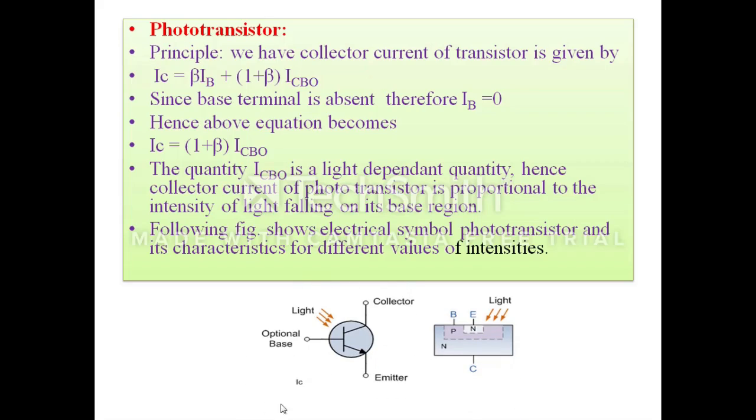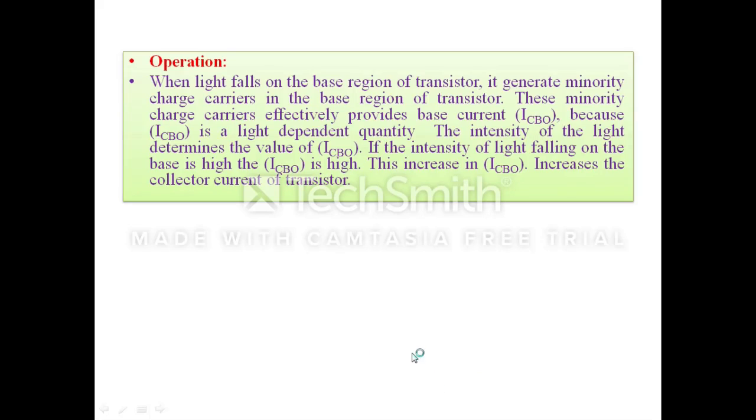The following figure shows the electrical symbol of the phototransistor, and this figure shows the schematic constructional view of the phototransistor. This is the symbol of our general transistor, and the symbol of the transistor with arrows is nothing but the symbol of the phototransistor. About the operation.